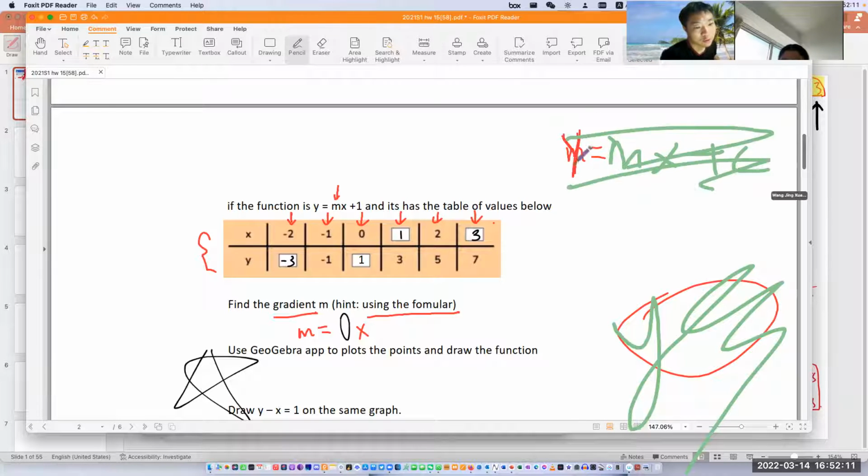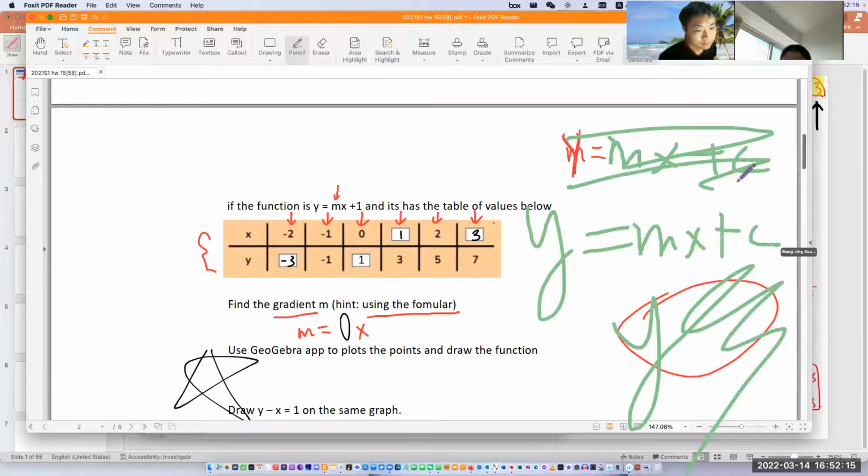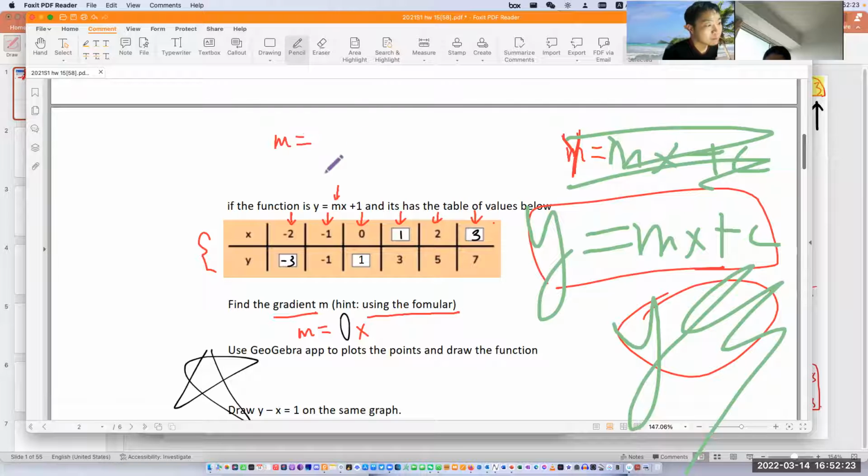The formula is actually y equals mx plus c. But how do you find m? Okay, this is the general formula for a straight line, y equals mx plus c. But m is equal to what?